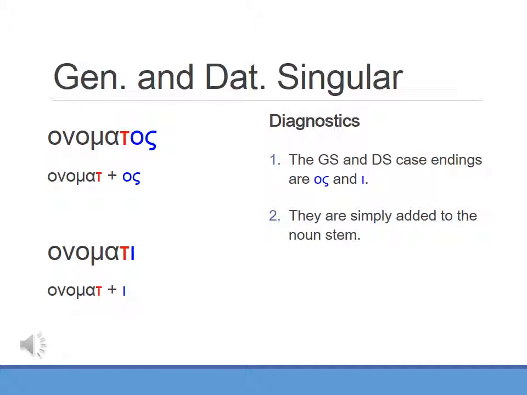In the genitive and dative singulars, the case endings are os and iota, exactly as they were for the masculine and feminine forms, and these are simply added to the noun stem. So onomat plus os, onomatos, or onomat plus iota, onomati.